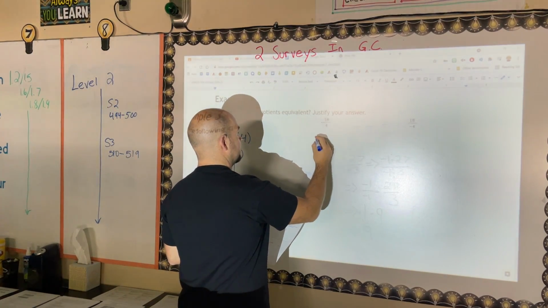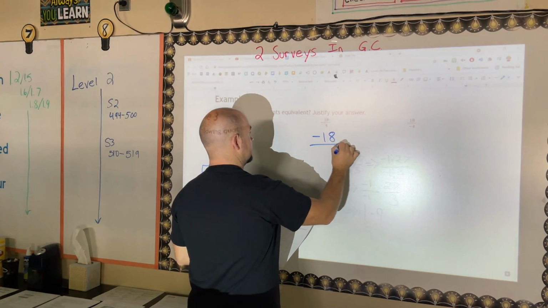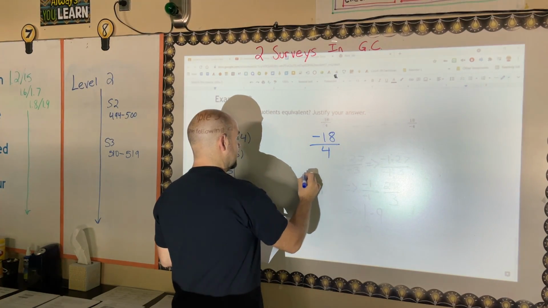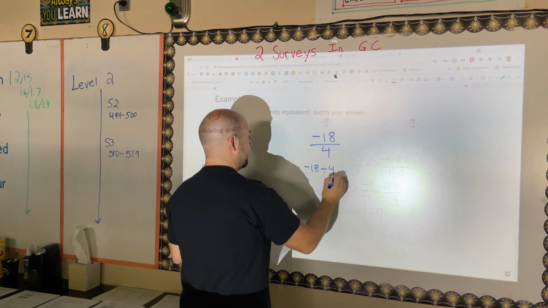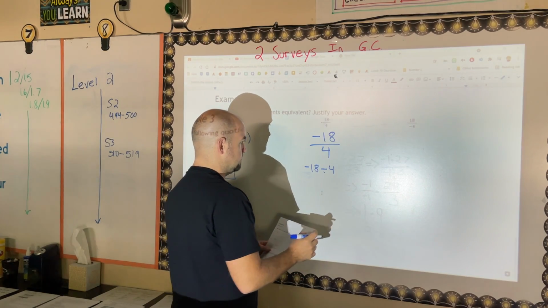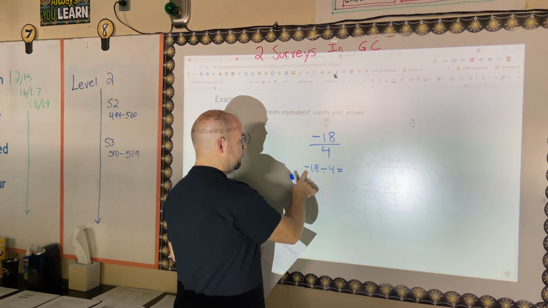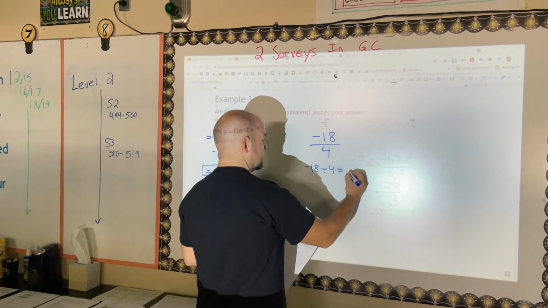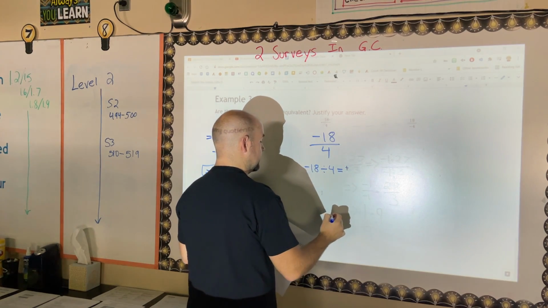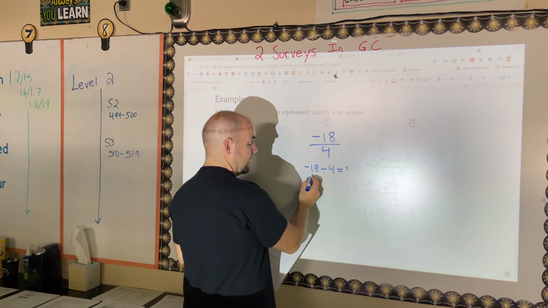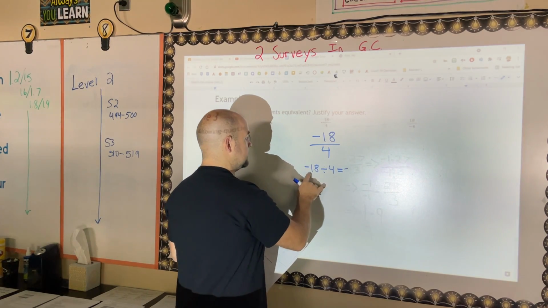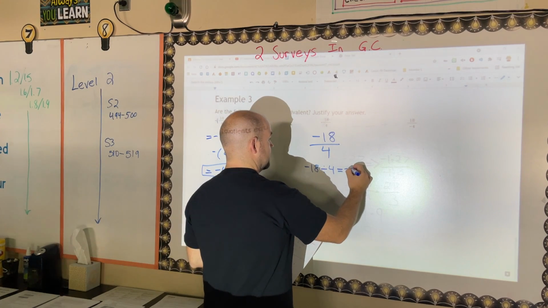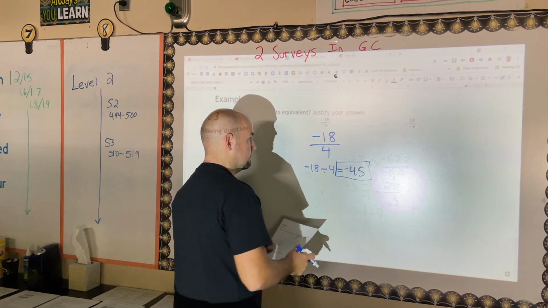Right here, this negative is rewritten like this, negative 18 divided by 4. Or also negative 18 divided by 4. We have a negative divided by a positive, so it's going to be a negative result, quotient. And again, 18 divided by 4 is still 4.5. So that equals right there negative 4.5 again.